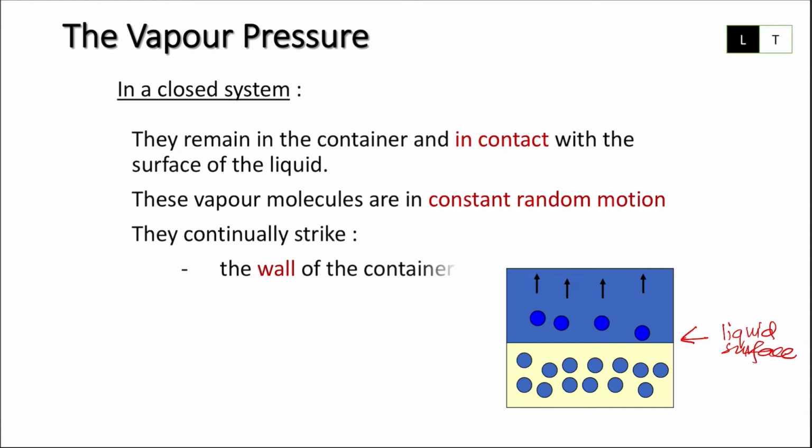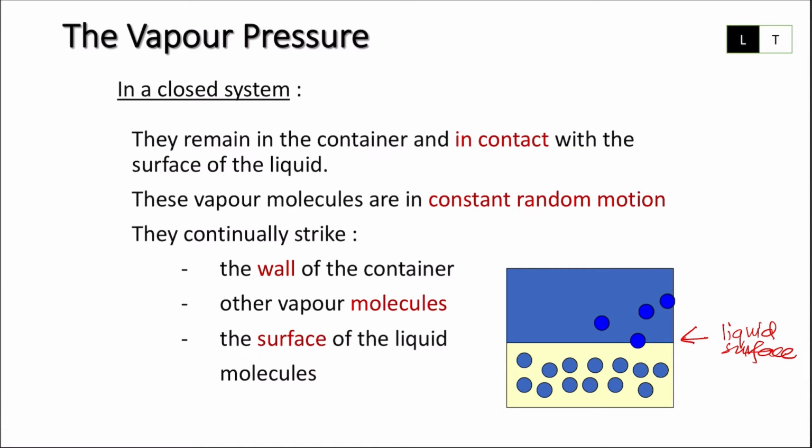Yang pertama adalah the wall of the container, di mana dia langgar wall of the container. And then the next one, other vapor molecules. Macam mana other vapor molecules? Yang warna biru ni berlanggar dengan yang biru yang lain. Tapi yang biru gelap sahaja. Sebab itu adalah vapor molecules. Yang biru cerah ni adalah liquid molecules yang tidak mempunyai enough kinetic energy. Next one, yang ketiga, dia masih lagi on strike, di mana dia akan berlanggar dengan surface of the liquid molecule, iaitu dekat bahagian surface ini. Ini surface of the liquid.